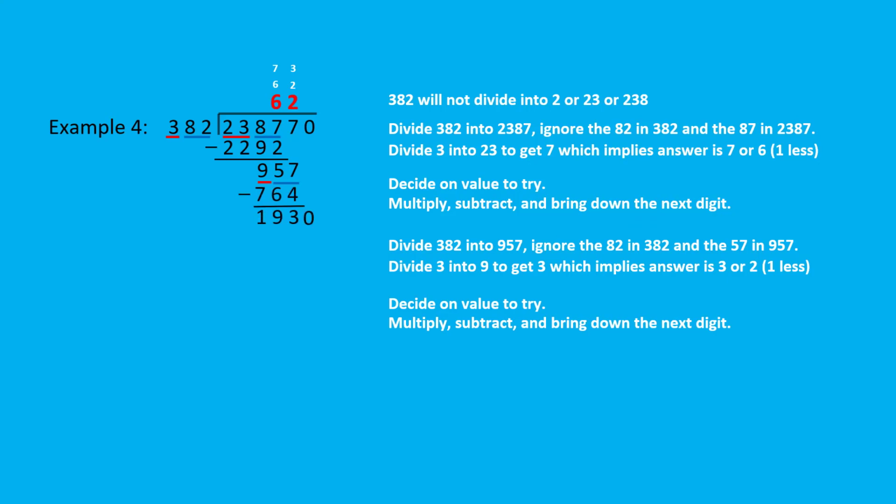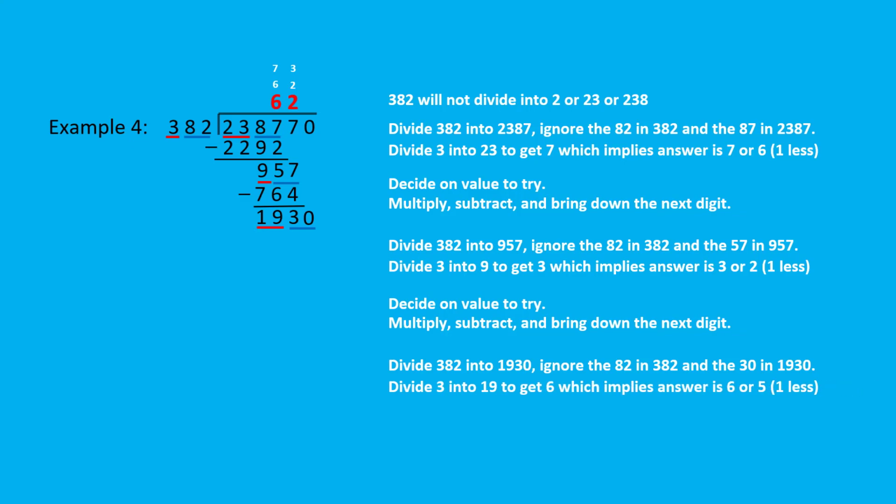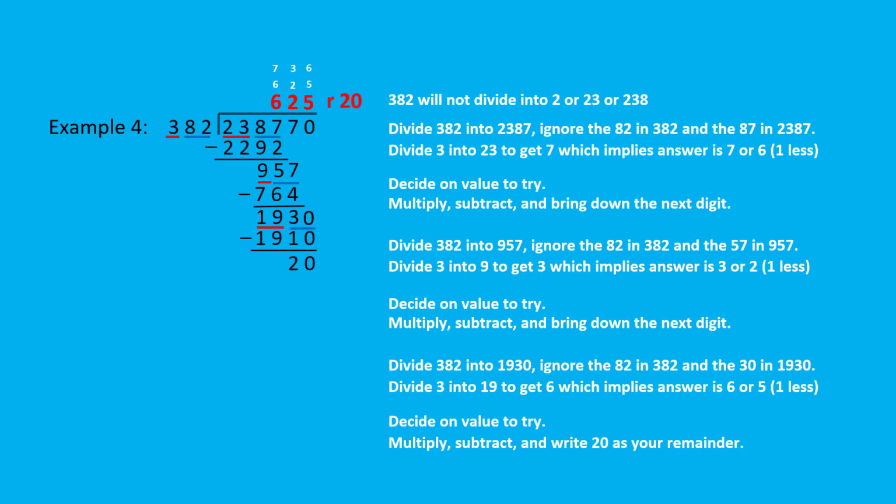Bring down the 0. Divide 382 into 1,930. Ignore the 82 in 382 and the 30 in 1,930. Divide 3 into 19 to get 6, which implies the answer is 6 or 5. Decide on 5. Multiply, subtract. We have a remainder of 20. So this is 625, remainder 20.